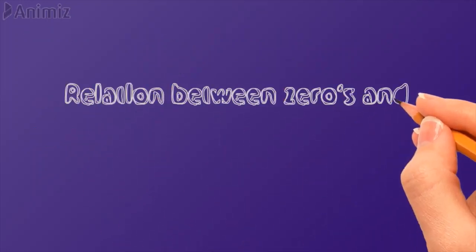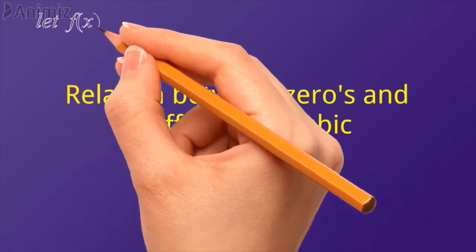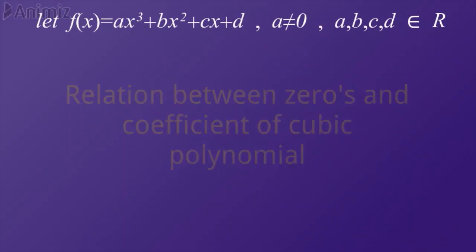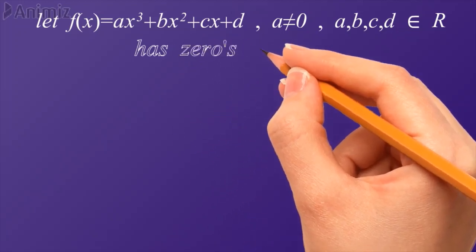Now next, let us see the relation between the zeros and the coefficients of the cubic polynomial. Once again, let us say f(x) is ax cube plus bx square plus cx plus d, where a is not equal to 0 and a, b, c, d are all real, be a cubic polynomial with alpha, beta, gamma as its zeros.